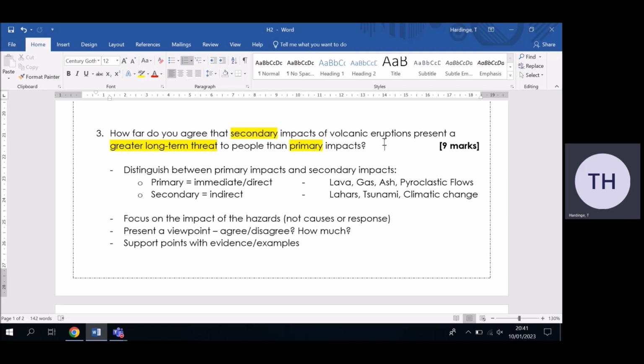That's really important to remember that we're talking about the long term here and we're thinking about the impacts. So make sure, as I've said down here, you focus on the impact of the hazard and not the causes of them or the responses to them. As I said before, make sure you present a viewpoint. You will either agree or disagree with this statement.